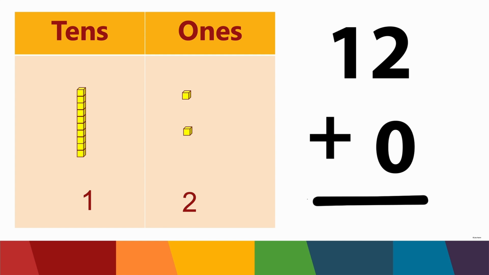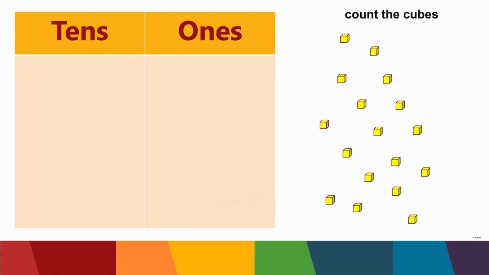When we're doing addition problems, the numbers look like this. They're in the tens column, but they represent 1 unit and then 2 cubes. Let's do another problem. Count the cubes. 1, 2, 3, 4, 5, 6, 7, 8, 9, 10, 11, 12, 13, 14, 15, 16, 17. We have 17 cubes. How would we arrange those cubes on our placemat?